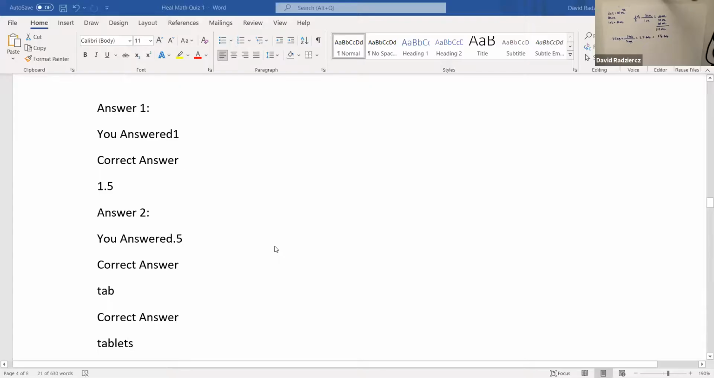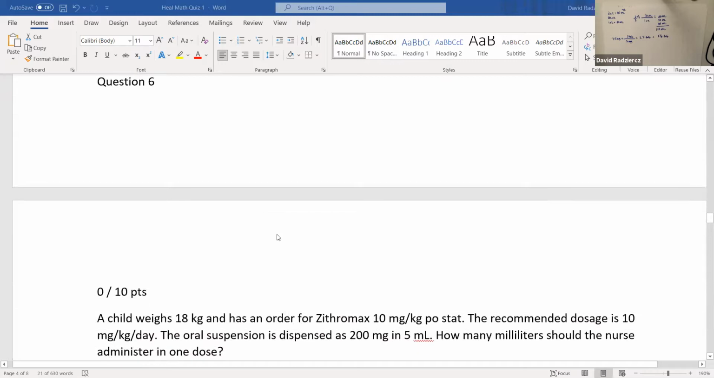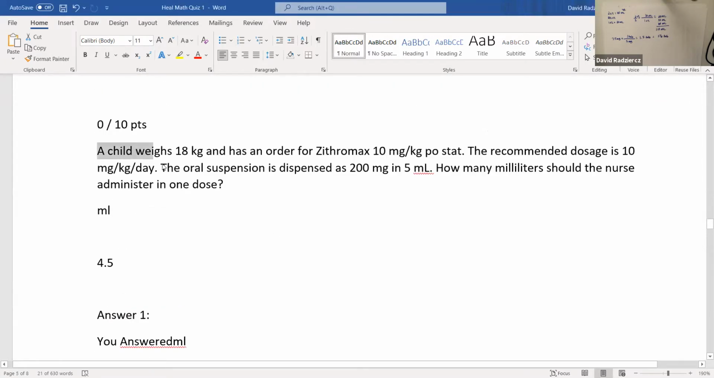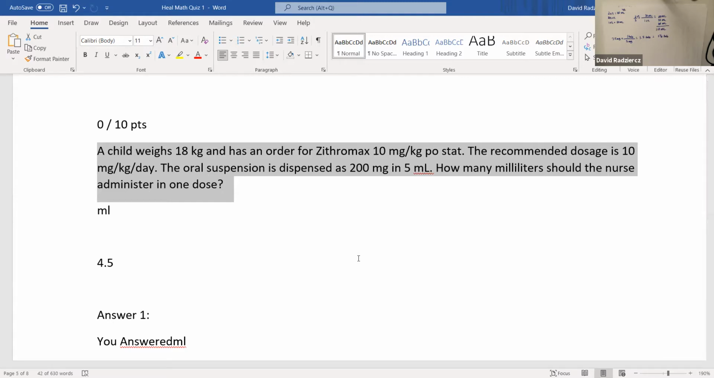All right, let's look at the next thing here. This is a weight-based question. We have a child weighing 18 kilograms, ordered Zithromax 10 milligrams per kilogram. The recommended dose is 10 milligrams per kilogram per day. So if 10 milligrams per kilogram is the order and 10 milligrams per kilogram per day is the recommended dose, then it looks like it's within a safe range.